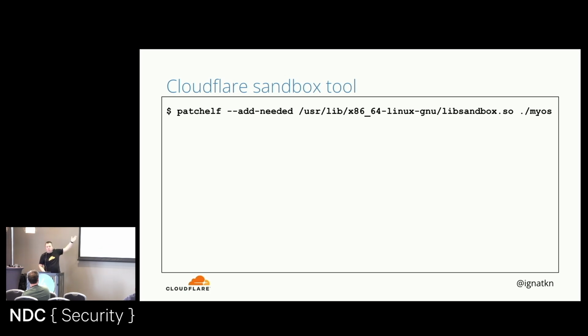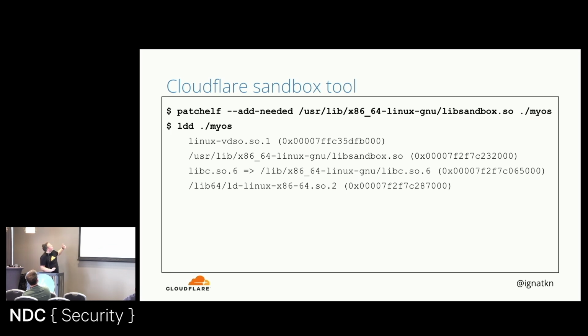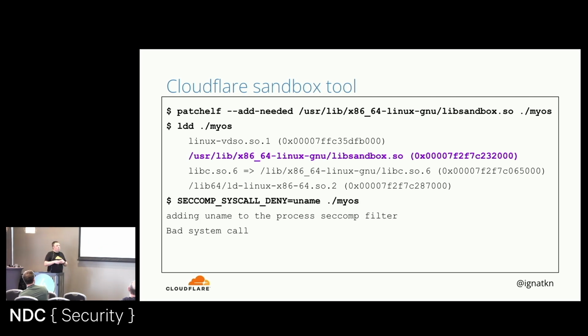We're not touching the code. We're not recompiling any code. And after you do that, you can check that now our binary depends on other system libraries, and it also depends on our sandboxing library. So again, no modification of the source code, and then we can just rerun it without any LD preloads, and we can just specify the system call filter, our deny list in this case, and it will work the same very well.